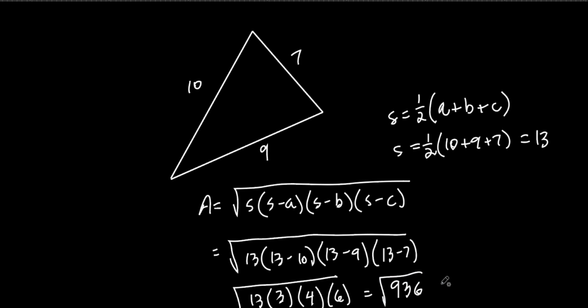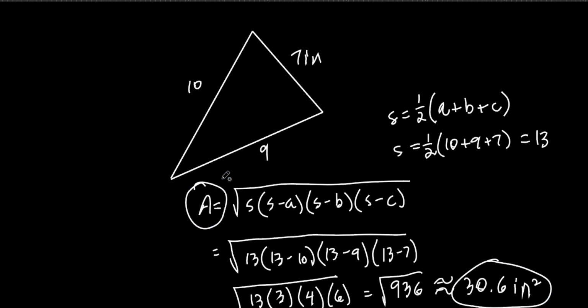Square root of 936. I would just chuck that in the calculator and get an approximation. So you get about 30.6. I didn't show you this, but they do put it in inches. So this will be inches squared. And that's the area of this triangle. It's about 30.6 inches squared. And there you go. That's how you find the area of a triangle that's not necessarily a right triangle.